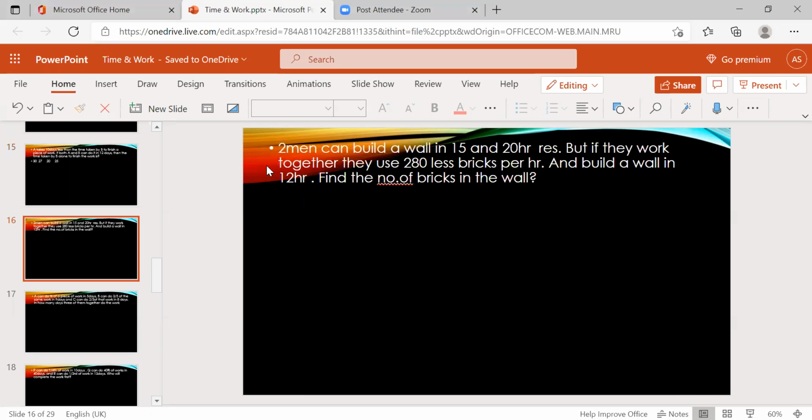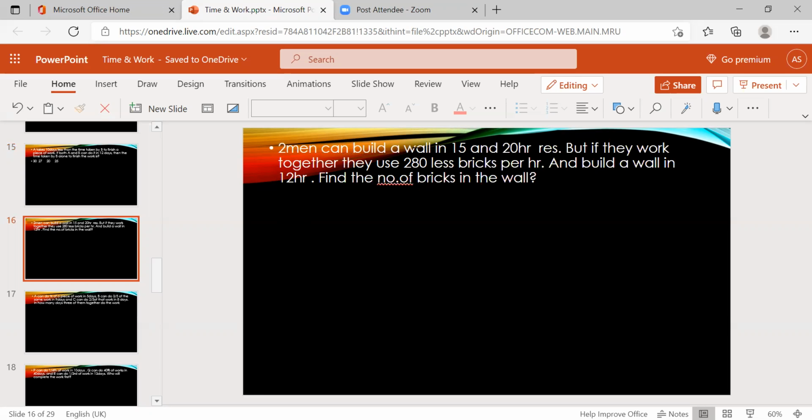Two men can build a wall in 15 and 20 hours respectively. But if they work together, they use 280 less bricks per hour and build a wall in 12 hours. Find the number of bricks in the wall. Interesting question. See, one more time, you just read the question.